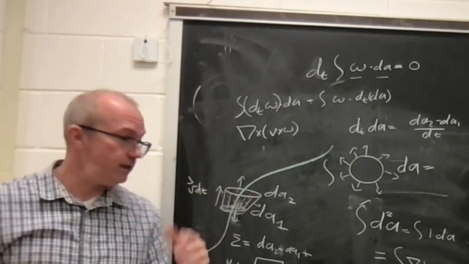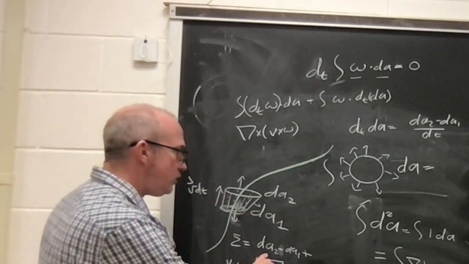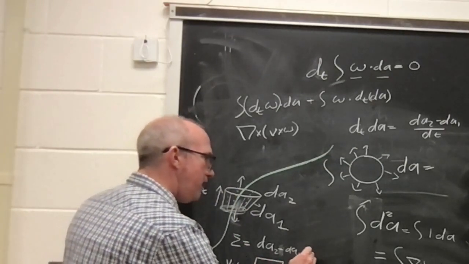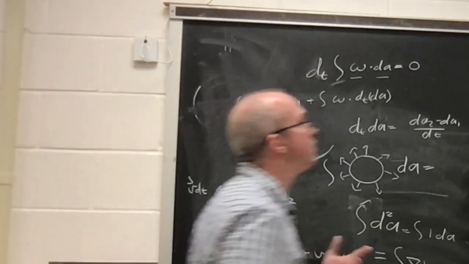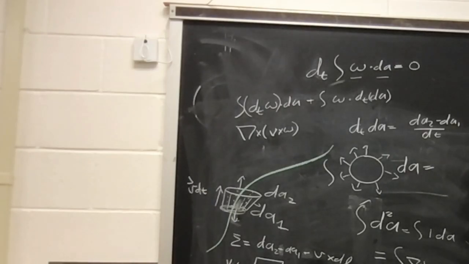I totally forgot. So the total surface area of this is dA2 minus dA1 plus, and if you actually do the vectors right, you get a minus V cross dl. So d by dt of dA is equal to minus V cross dl. Does that make sense? Maybe, maybe not.